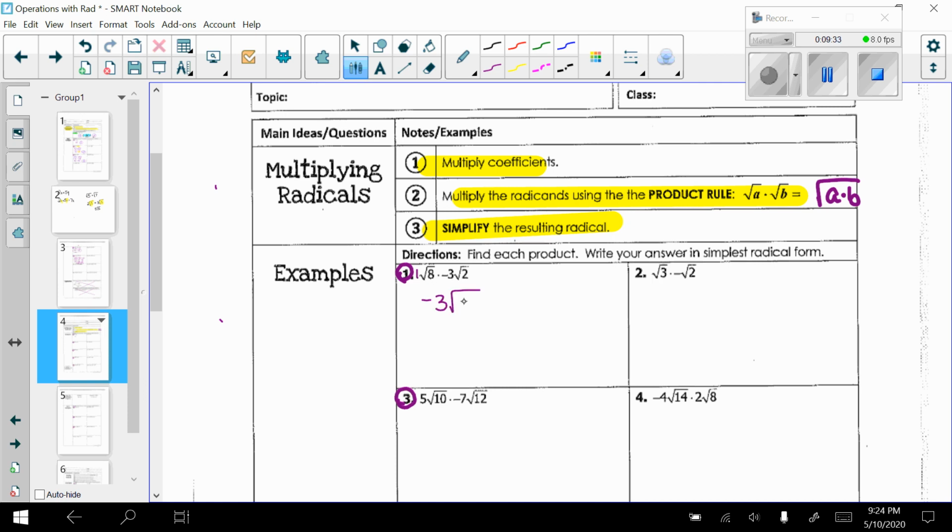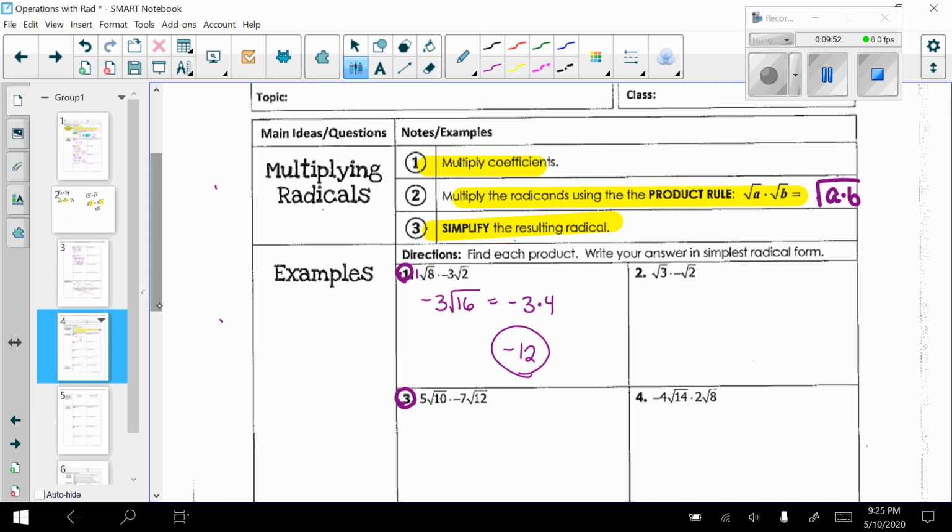8 times 2 gives me 16. Again, outsides with outsides, insides with insides. Never mix them up. So I have -3 on the outside. The square root of 16 is 4. This one works out as a nice whole number.